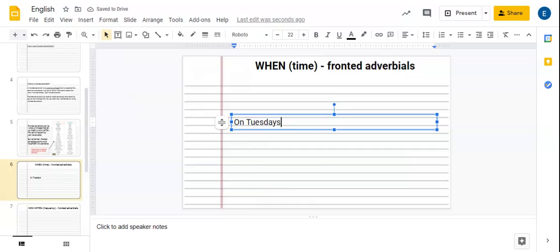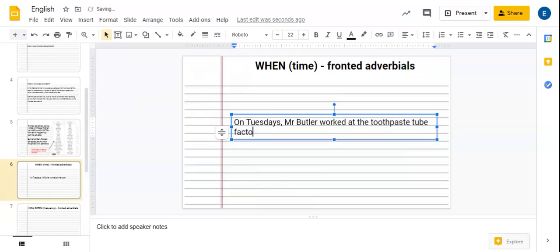Okay, so once I finish writing the fronted adverbial part of my sentence, I then punctuate it with a comma. Okay, so I've got on Tuesdays, space, Mr. Butler. Remember to put capitals for Mr. and Butler because that's all part of his official name. Worked at the toothpaste tube factory, and then my full stop at the end.